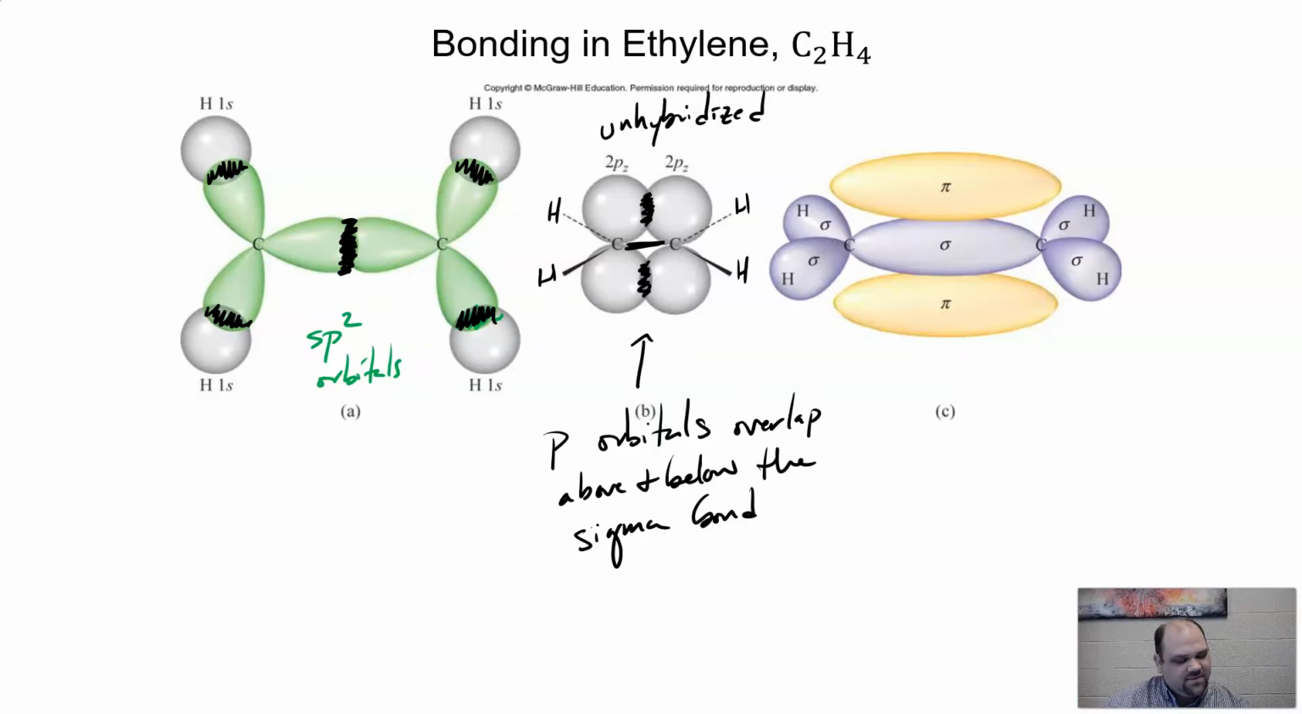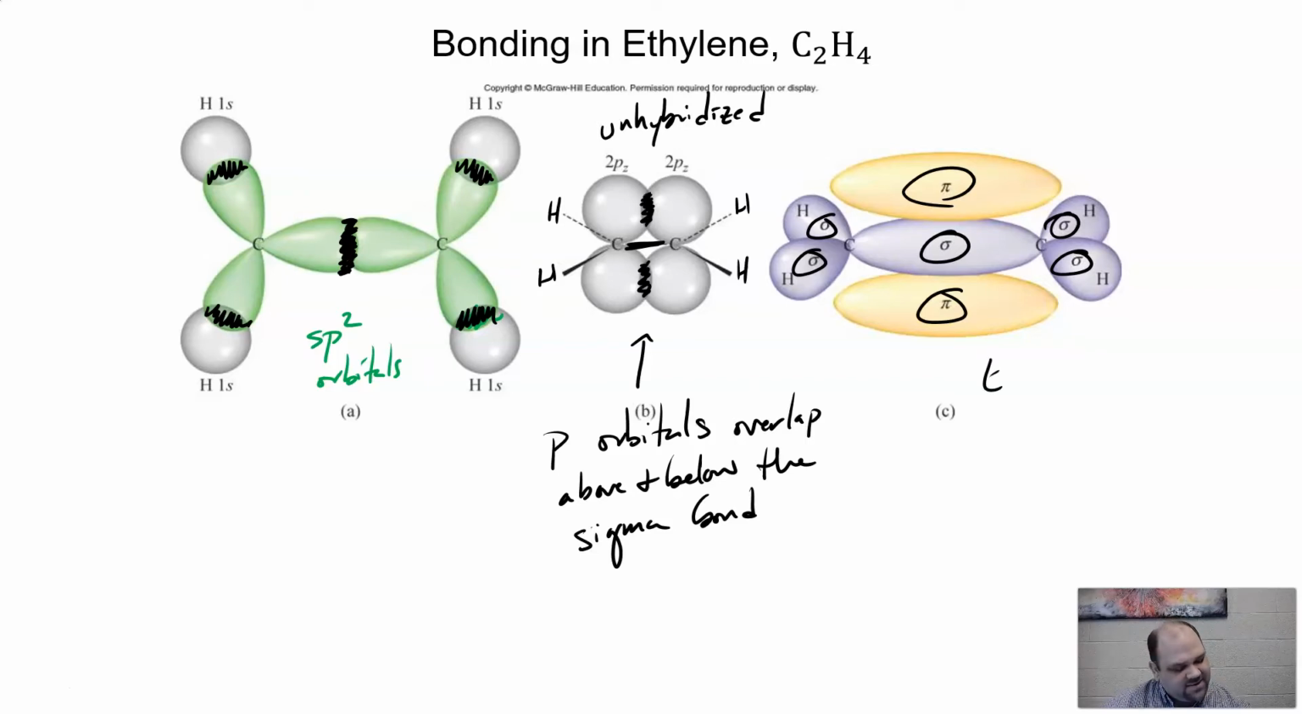And so what we see here is this overlap forms a sigma bond between carbon and hydrogen, another sigma bond between carbon and hydrogen, another sigma bond between carbon and hydrogen, another sigma bond between carbon and hydrogen, and one sigma bond between carbon and carbon. Right? The thing that I really need you to remember is that this pi bond and this pi bond are just one pi bond. Right?